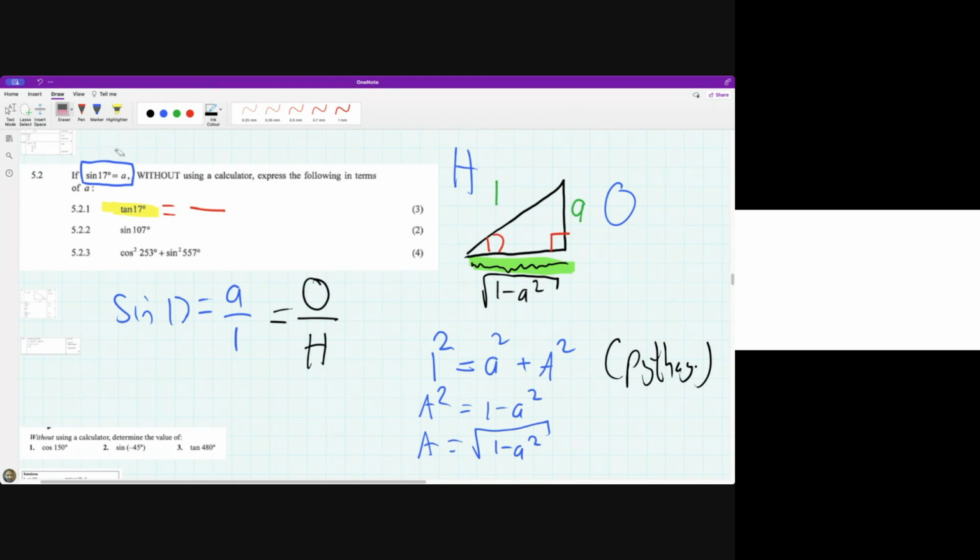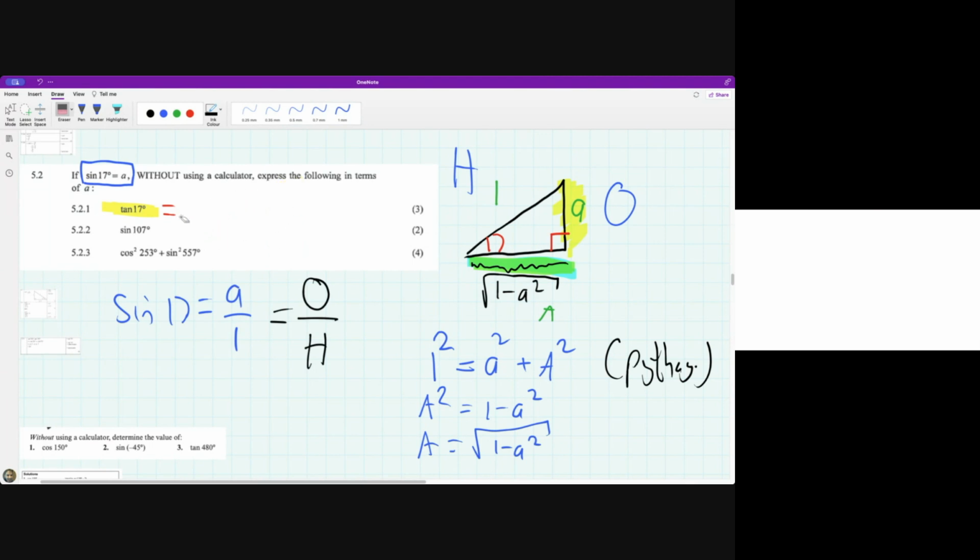Well, we know that tan is O over A. So in this case, it's going to be A over the square root of 1 minus A squared, because these represent big O and big A. So I'm just pulling from this. O is here. Big A is here. Okay, now that is the tan of 17.